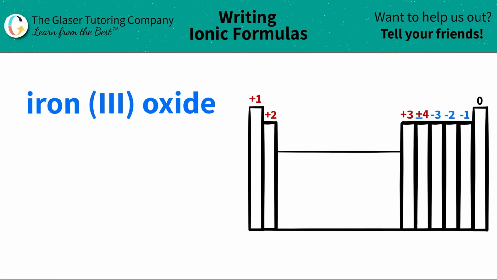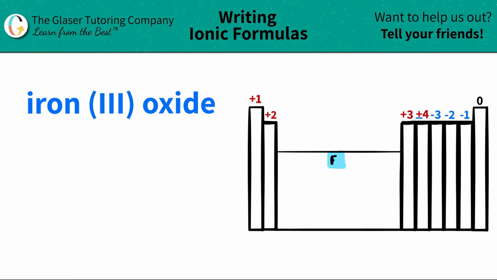Today, we are going to be writing the formula for the ionic compound iron 3 oxide. So let's see what these elements are on the periodic table, and then we'll take it from there. Let's go with iron first. Iron, if I scan the periodic table, iron's going to be somewhere over here.